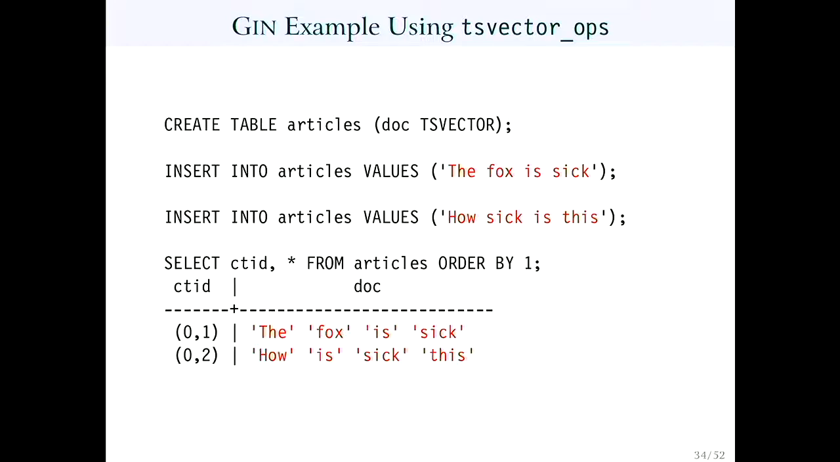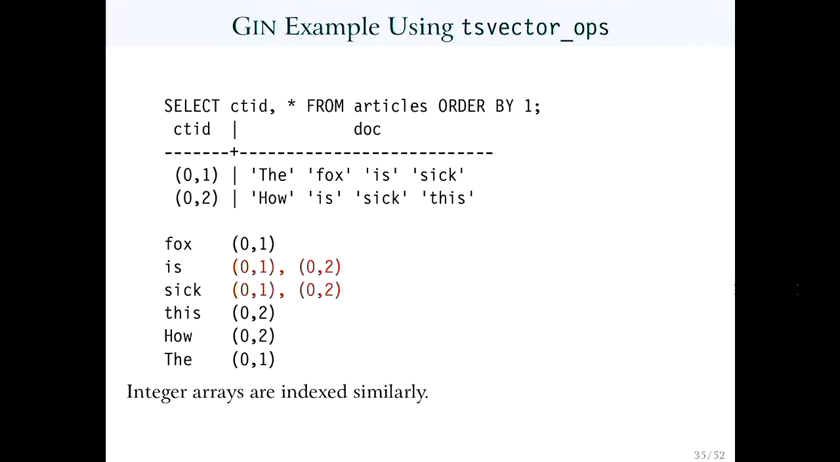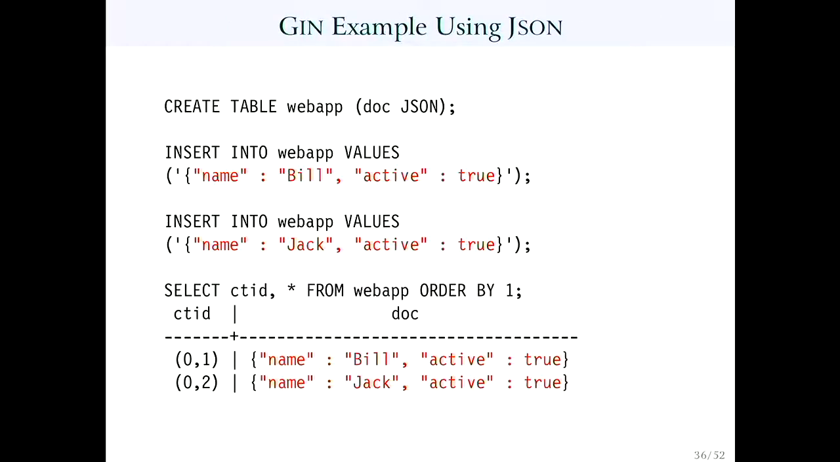Here's full text search. If I have this text here and this text here, it's broken up into words. What's interesting is the index has individual entries for some of the words and multi-row entries for some of the other words. That's what I'm trying to get at. The way gin works, it's effectively going to have one key and then a bunch of row matches. Integer arrays are a similar kind of case.